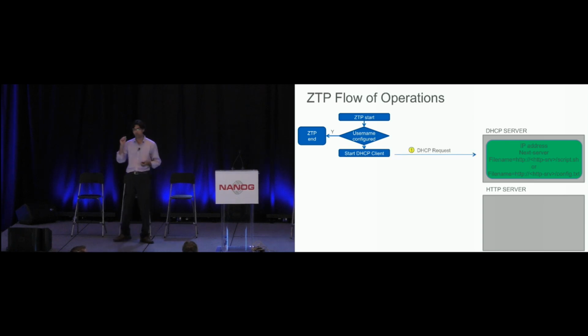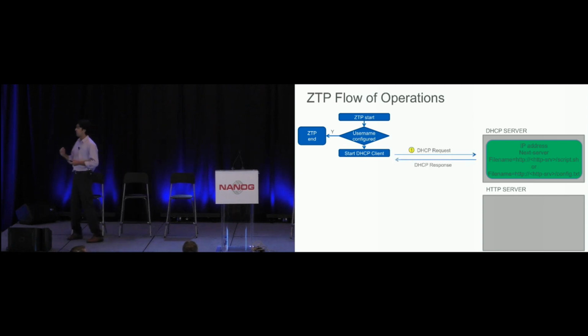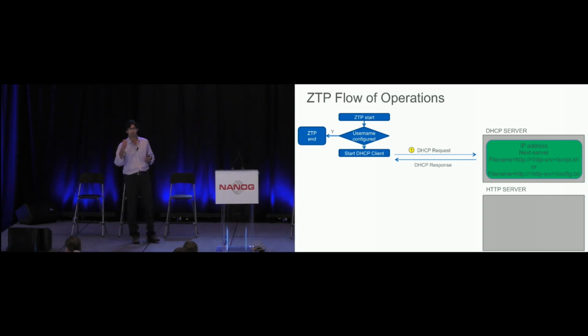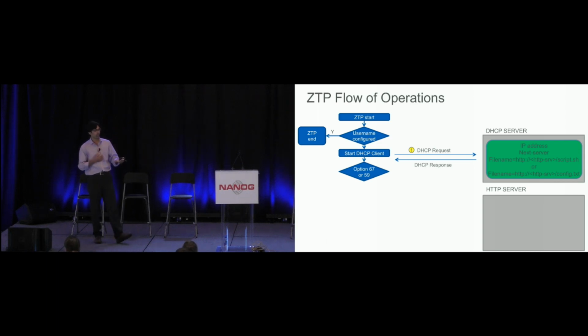DHCP will send the options. These options can be different for different vendors. It could be option 150, which means your TFTP location. It could be option 43, which means vendor-specific ASCII. Vendor-specific ASCII provides the location where to go and how to get your day zero configuration. I'm showing here options 67 and 59, which mean boot file name. So I'm also providing a location name, where to go and how to get your script or your base configuration.